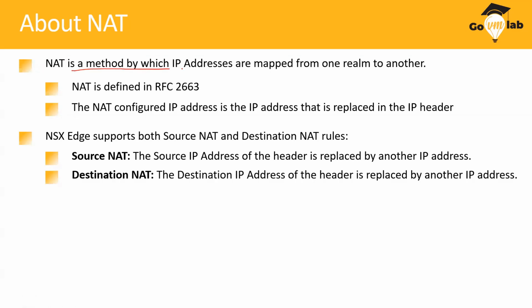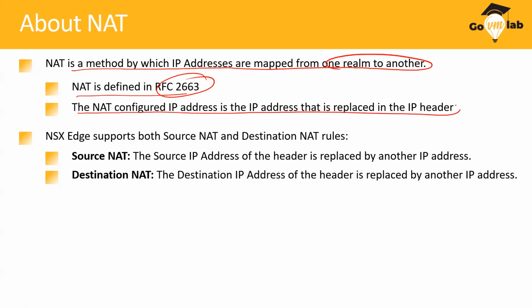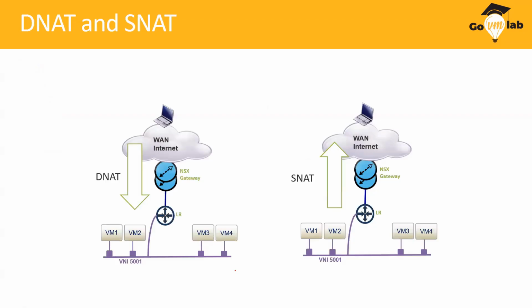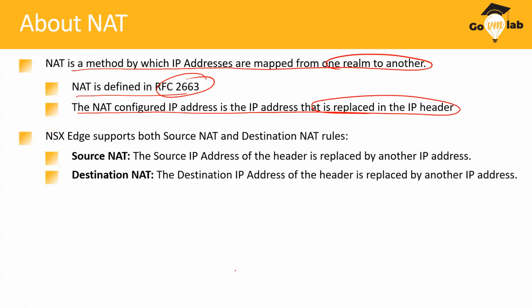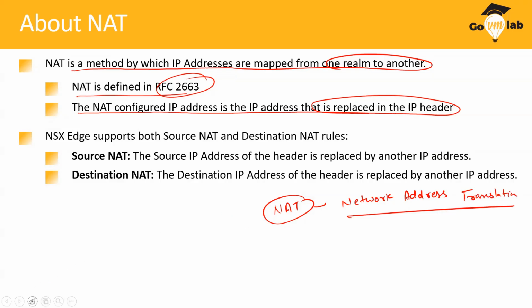So NAT is a method by which IP addresses are mapped from one realm to another. NAT is defined in the RFC document, as you can see. The NAT configured IP address is the IP address that is replaced in the IP header, right? So, we all know that, right? For example, I think I have a diagram for that, so I'll explain with the diagram. The NAT concept we all know: network address translation. Correct?